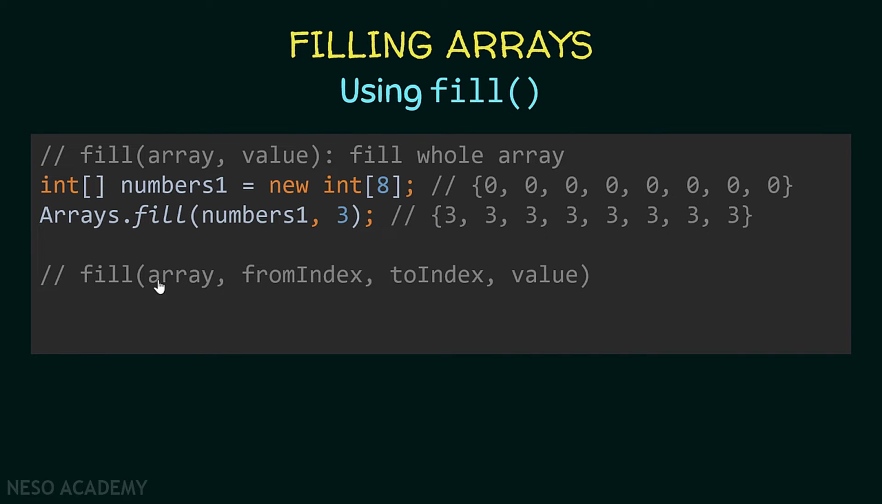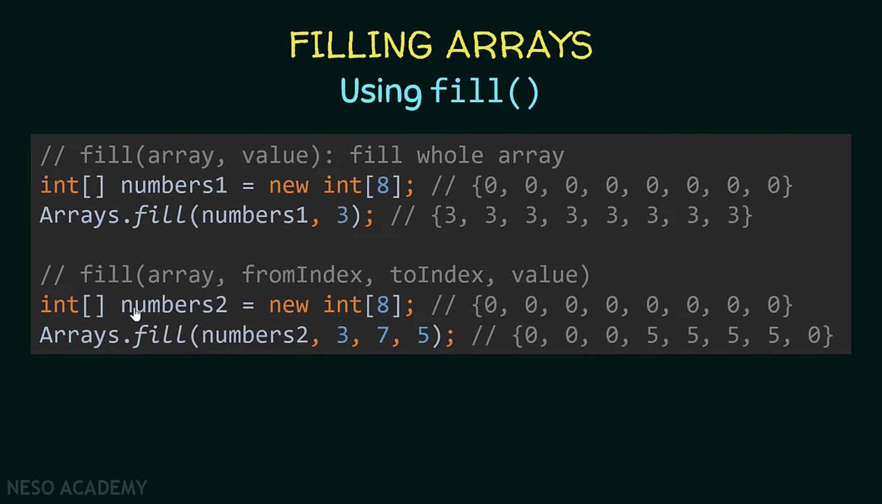The first parameter will be the array, and then we will give a from index and a to index. And finally the value. So using this definition, we will fill the array with this value starting from the from index until the to index minus 1. So let's have a look at this example. We have an array of integers that is called numbers2, and we allocated 8 integers in the memory. So initially all the integers are equal to 0.